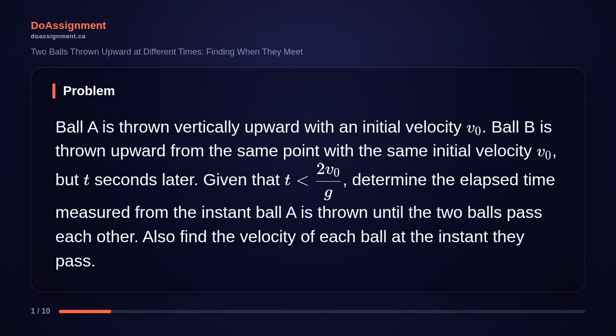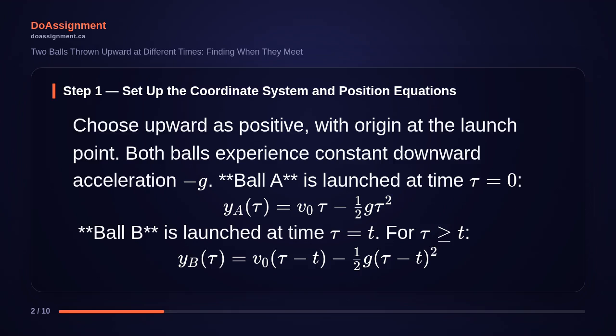Now, let us work through the solution step by step. We set upward as positive with the launch point as the origin. Ball A is thrown at time 0, so its height at any elapsed time tau is v-naught times tau minus 1/2 g tau squared. Ball B is thrown t seconds later, so its height uses the shifted time tau minus t in the same kinematic formula.